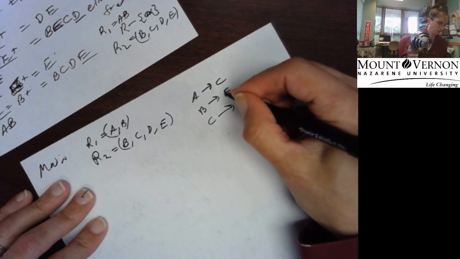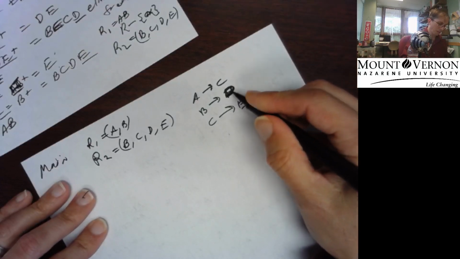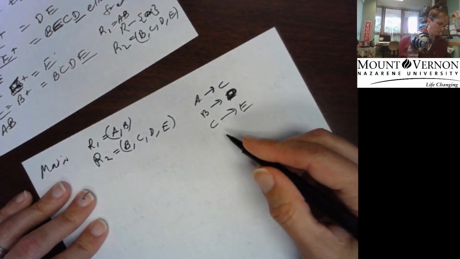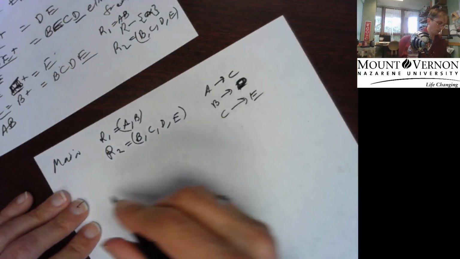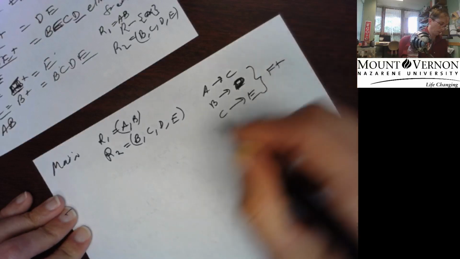Or B functionally determines D. Yeah, it's D, not C. Or E, yeah. So there's some other things that would go into F closure.